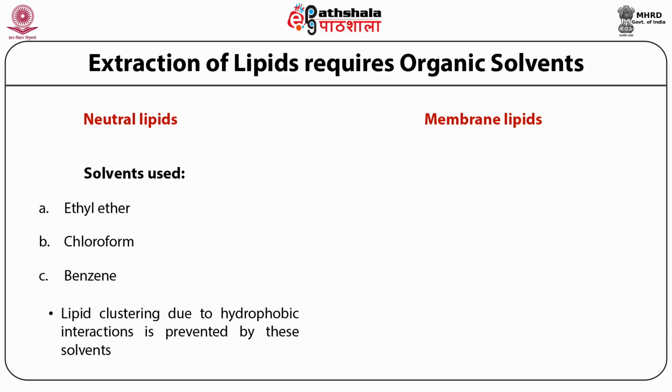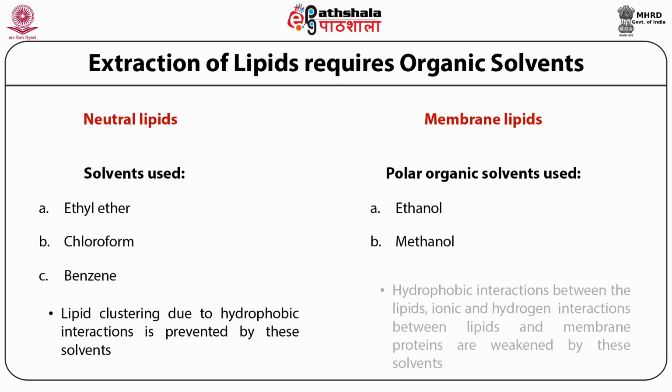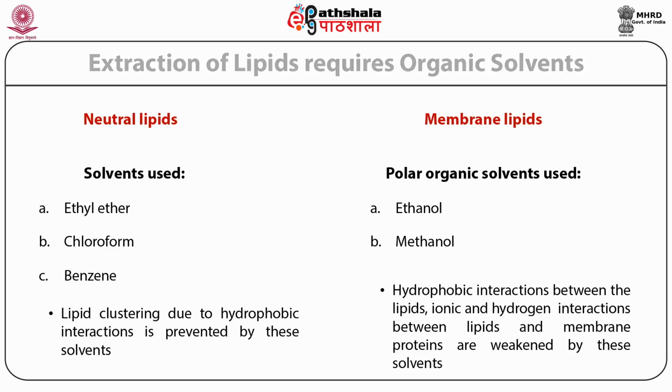So in this situation, the solvents that you would prefer would be more polar, like ethanol and methanol, because these solvents will weaken the hydrophobic interactions between the lipids. They will also weaken the ionic and hydrogen interactions between lipids and membrane proteins. And by doing so, most of the lipid sample would be enriched in membrane lipids.